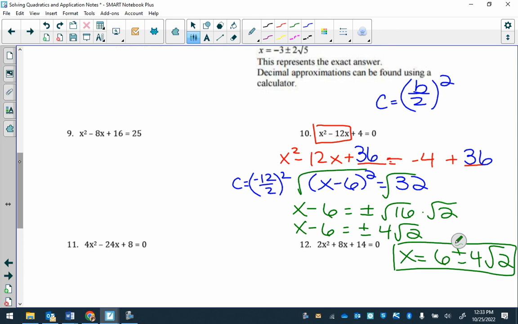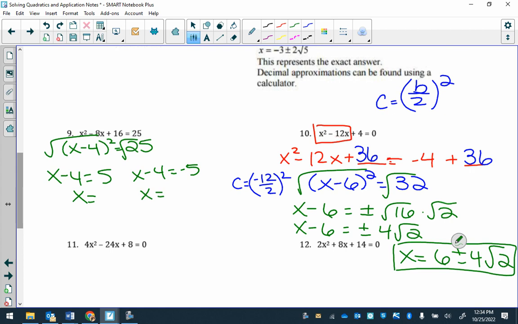So like this one is already done for us. x squared minus 8x plus 16. Can I factor that? To what? Then what do I have to do? Square root. And I have to include what? Okay. What are my two solutions? 9 and negative 1. Oops. Okay. Good.